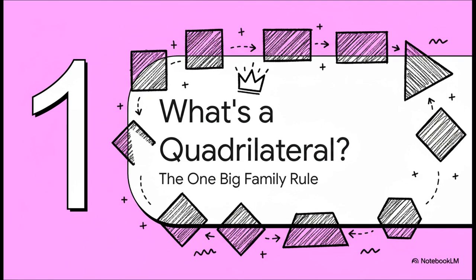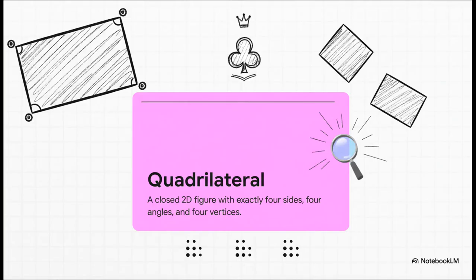Okay, so to be in the quadrilateral family, every single shape has to follow one main rule. It's a simple rule, but it is super important. Let's check it out. And here it is, the number one rule of the Quadrilateral Club. Every member has to be a flat, closed shape, and it's got to have exactly four sides, four angles, and four corners, which we call vertices. Just remember the 4-4-4 rule.